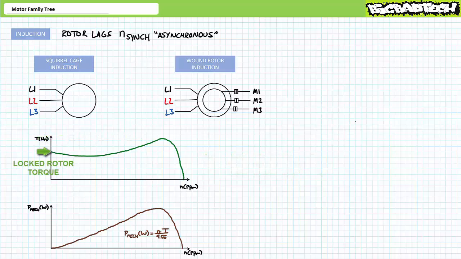And finally, 6. The locked rotor condition. This is the torque exerted by the rotor at standstill. In the locked rotor condition, the motor exerts a respectable amount of torque, but it isn't going anywhere. This is an occasion of 0 watts of mechanical power output and maximum slip.